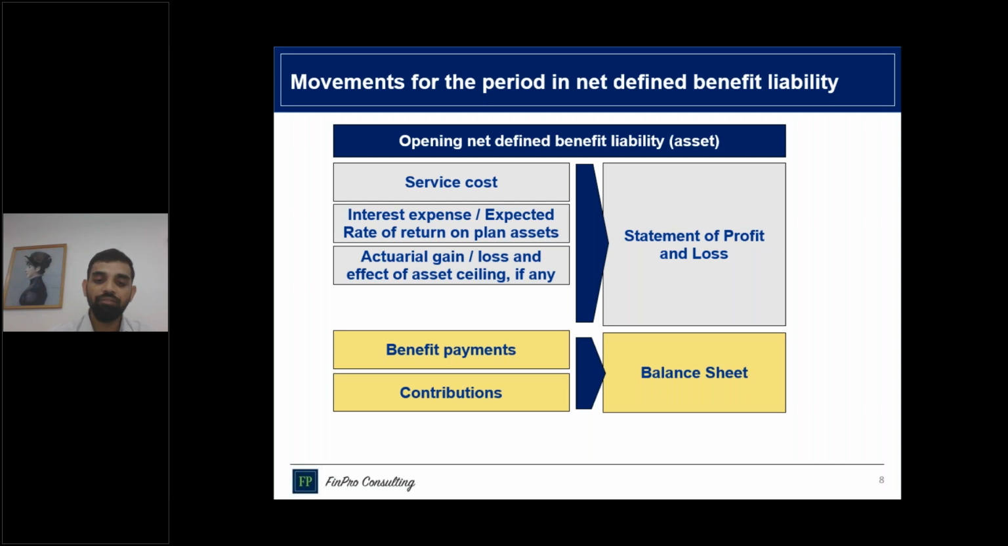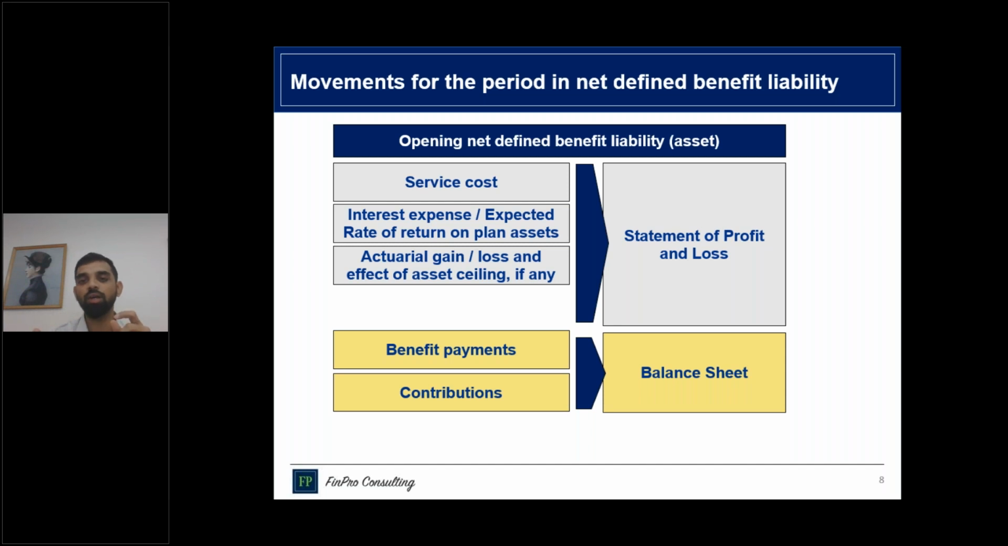Then we have benefit payments. Benefit payment is basically the amount of gratuity or any other defined benefit amount that is directly paid to the employee. Now, benefit payments may not have any significant impact on the balance sheet because you will reduce the asset: you will withdraw from your fund and pay to the employee. So naturally there will be a reduction in the asset because you are withdrawing it from the fund and paying it to the employee.